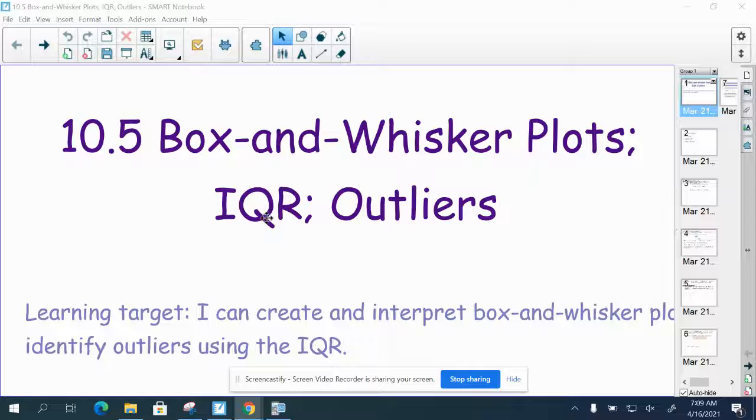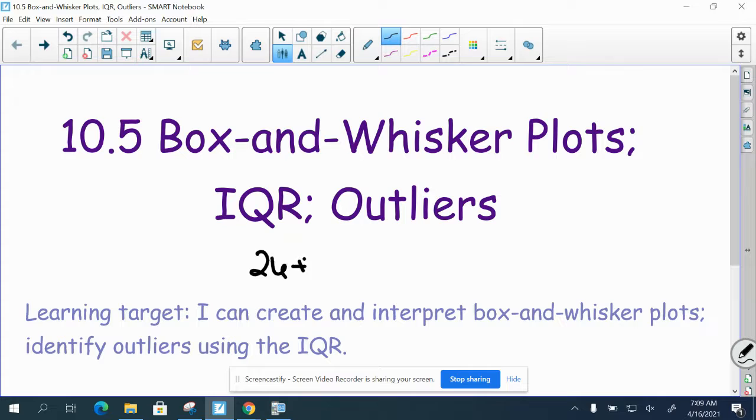Hi everyone, this is lesson 10.5, the last lesson of unit 10, and then we'll do a couple days of review, and you'll be taking your test on April 26th and 27th. It's a Monday and Tuesday. So today we're going to learn how to make box and whisker plots and calculate the interquartile range and determine outliers.